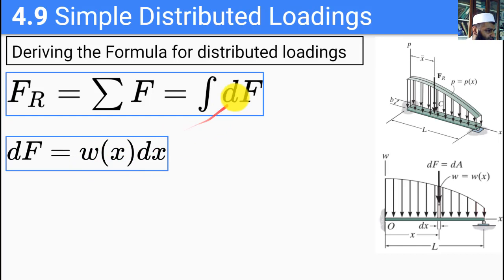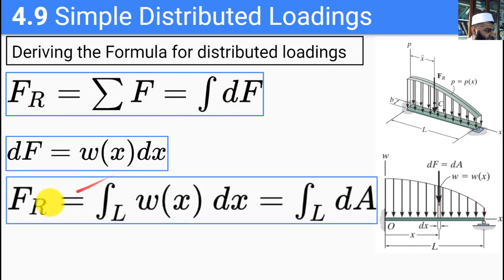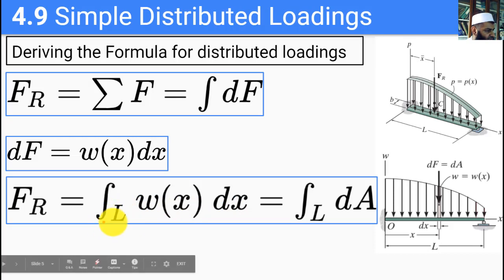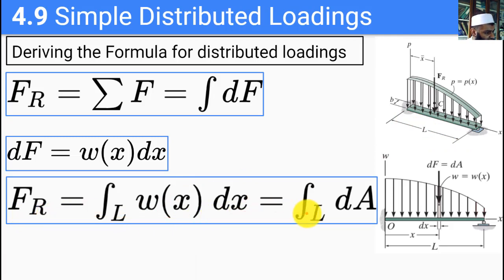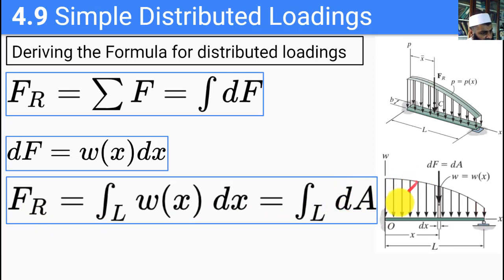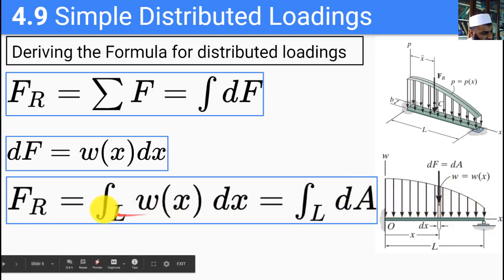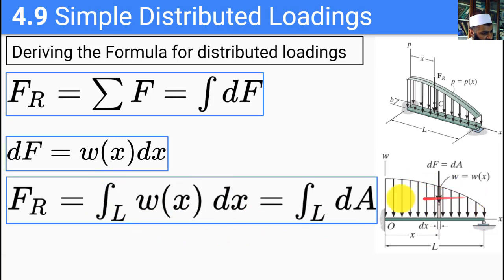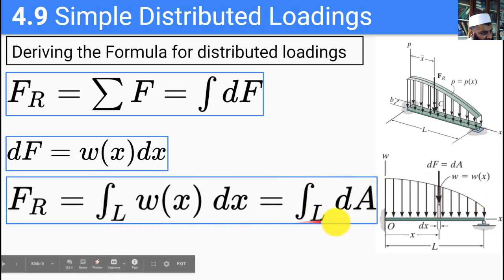that the derivative of force with respect to x was w(x). So we plug this back in this integral, and we get this form for the resultant force: the resultant force is just w(x) dx integrated over the whole length of the beam. And we can also say that the resultant force is just the area under the w(x) curve. So this thing is just the area under the w(x) curve.